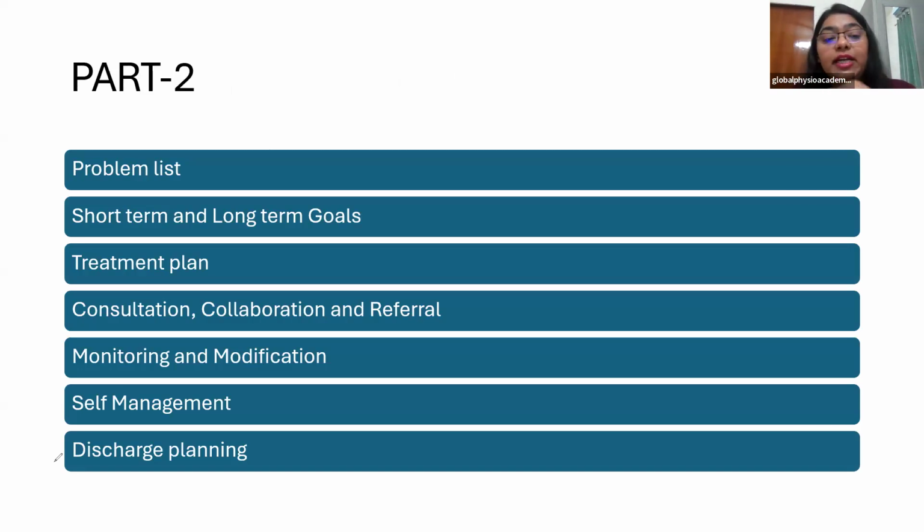If any consultation, collaboration, or referral is needed, I can arrange it, and I can monitor my patient's progress. If my patient is not progressing, I can modify the treatment. I will do the self-management, and finally, I will discharge my patient. So overall, this gives me the idea about the complete treatment, from intake to the discharge.